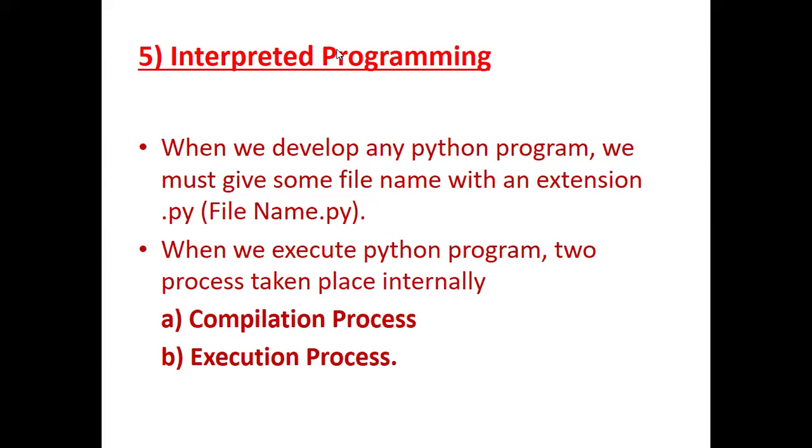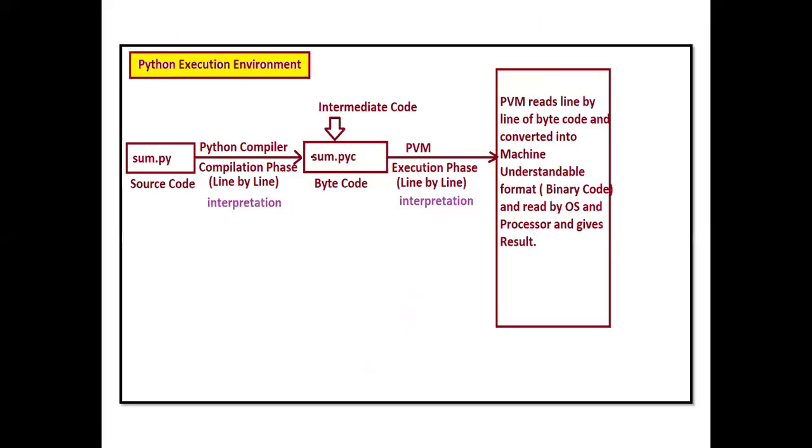Let's go ahead now. Now we are talking about the interpreted programming language. Whatever file we are storing will be saved with .py extension, file name .py, like sum.py, as I've given you the example. So whenever we execute the Python programming language, two processes take place internally. What are those two processes? Compilation process and execution process. Now, what happens with the compilation process? Let me first show you with the help of a flowchart.